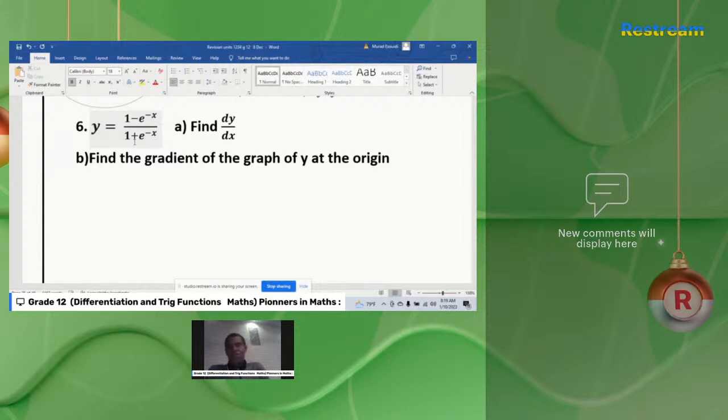So when x equals 0, it will be 1 minus exponential of minus 0. It should be 1 minus 0. And 1 plus exponential of minus 0 is 1 plus 1. So it will be 0 divided by 2. It will be 0. The y value is 0 and x is 0. This is why the graph of y is at the origin. Means if you replace x with 0, you will find y is 0. That's why it's called find the gradient at the origin. Okay. Now we continue like that.